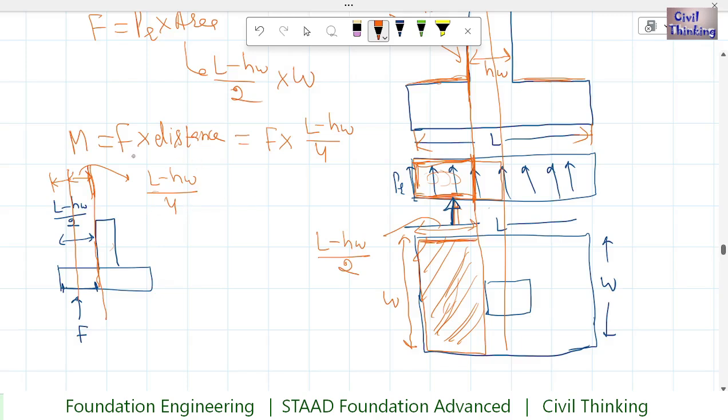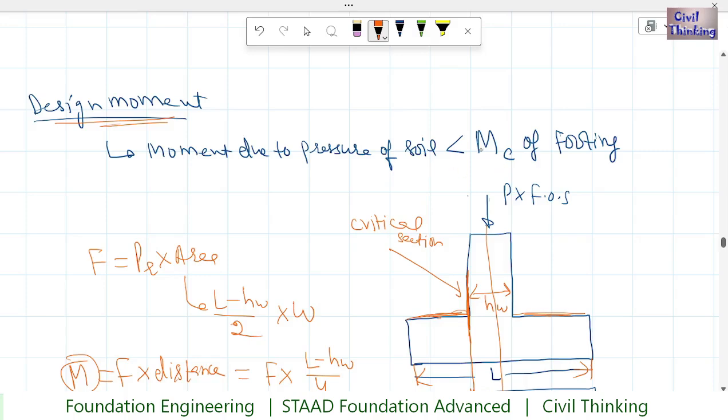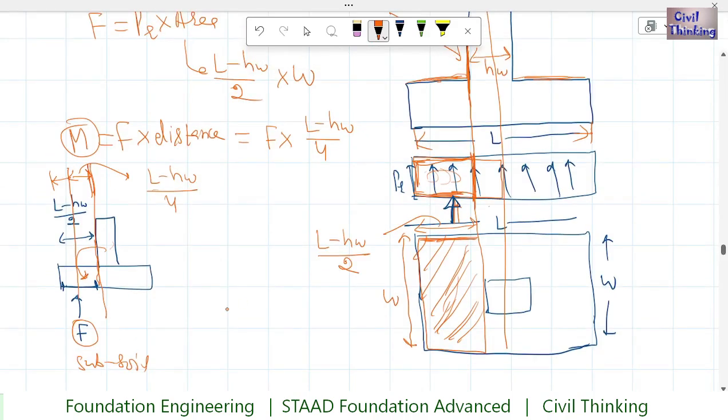So this is the moment from the soil on the foundation. This is the subsoil, and this force is from the pressure diagram of the subsoil on this foundation. So the moment capacity of this should be more than the moment from this pressure diagram. So this is the check here. The moment due to the pressure of the soil should be less than the moment capacity of this footing. So this way we make sure we are safe.